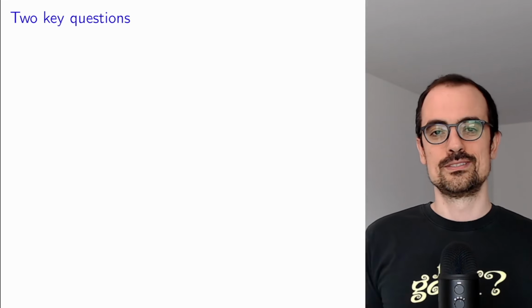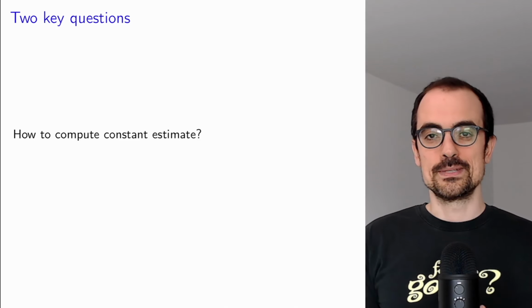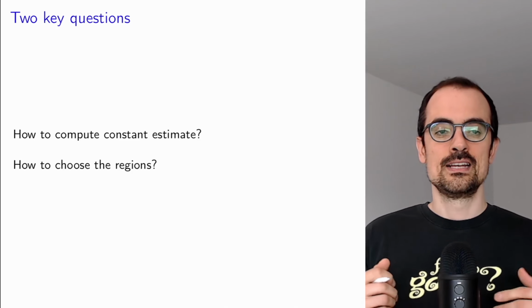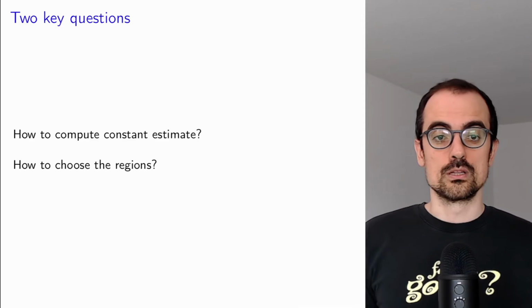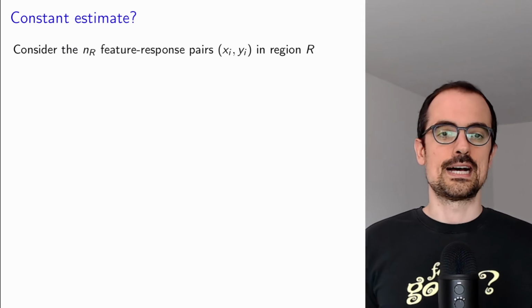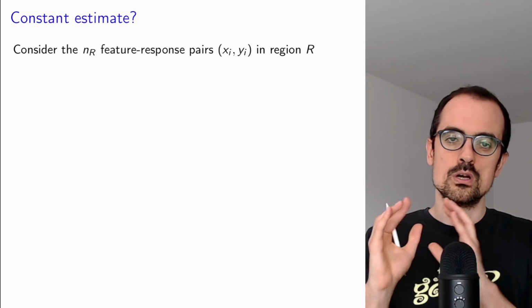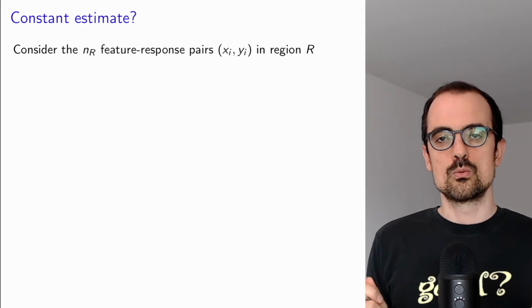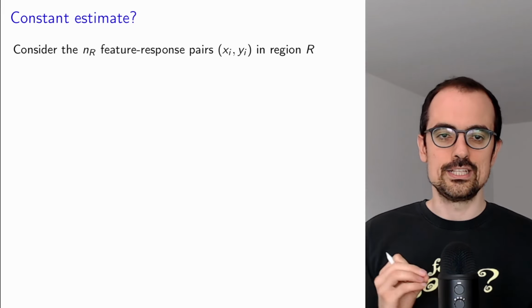Okay, so now you're probably wondering two things. First, how do we compute these constant estimates? And second, how do we choose the regions so that we get a good model? So let's answer these two questions one by one. First, we're just going to assume that we have somehow learned the regions, and we're going to decide how to perform this estimate in each of the regions.